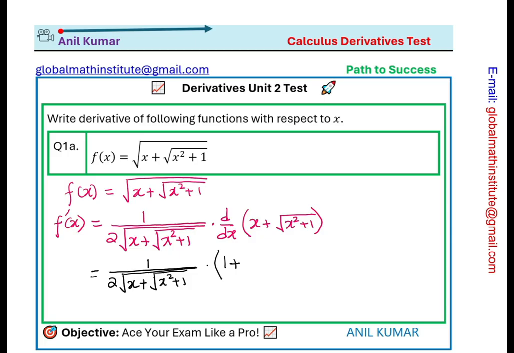And again, we have square root, right? So square root will be in the denominator. We'll write 2 times square root of whatever it is, x squared plus 1. And we have to multiply it once again with the derivative of inside function. Now, inside function here is x squared plus 1. What is the derivative of this? Well, the derivative of this is 2x.